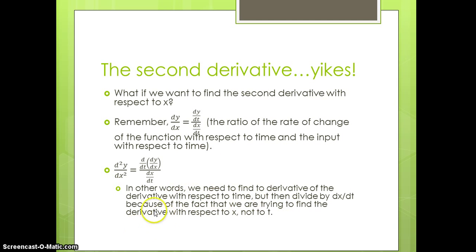Another way of putting that is we're dividing by the dx/dt because we're trying to find the derivative with respect to x, not to t. We already have the derivative with respect to t. That's the upmost part. But if we want to fix this and find the derivative with respect to x, then we divide by that extra dx/dt.